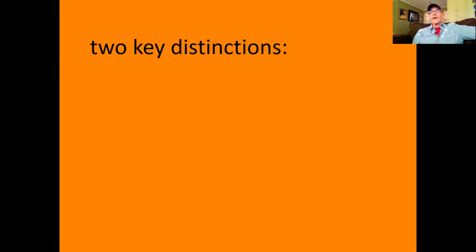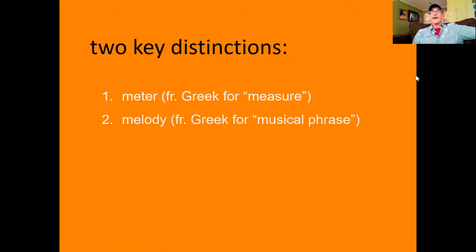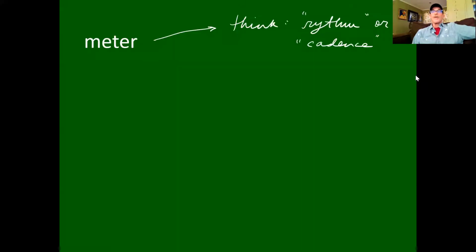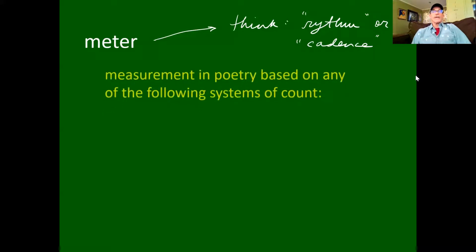Now, just as a reminder of the two key distinctions that we're going to make when we talk about sonics or acoustics in this presentation, our focus is going to be on meter, which is from the Greek for measure. So you can think about this in terms of, say, musical type conversations. And the second is melody. So again, a sort of musical orientation here, melody being from the Greek for a musical phrase. When you hear meter, and you'll hear me use the expression metrical pattern, whenever we're talking about meter, we're talking about rhythm or cadence. If you think about it in those terms, it'll be a piece of cake for you.